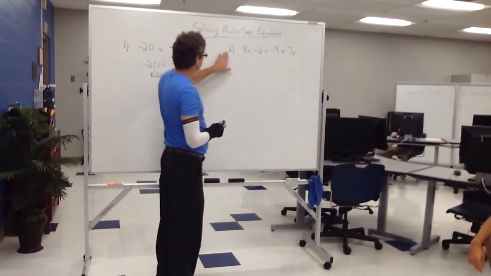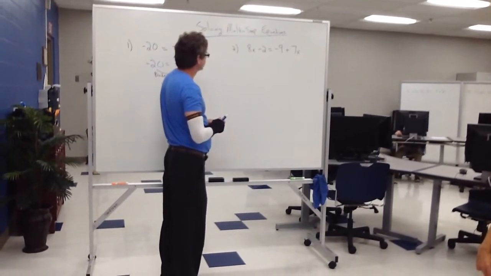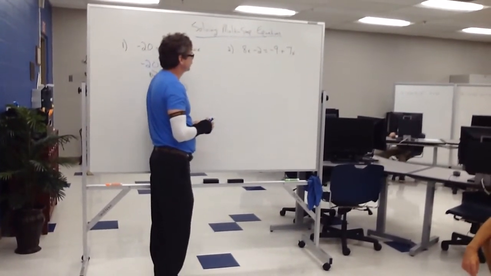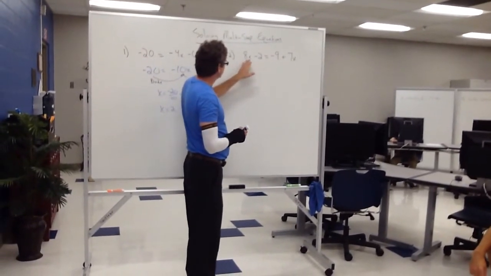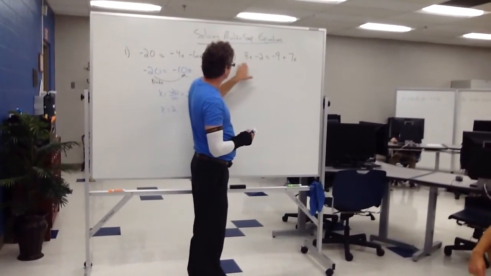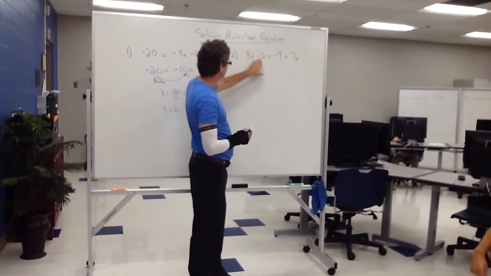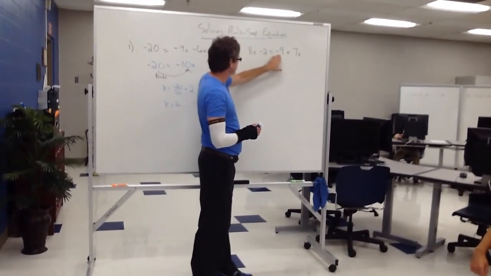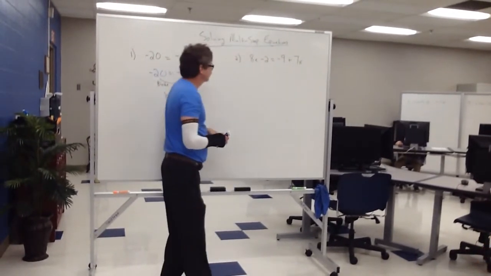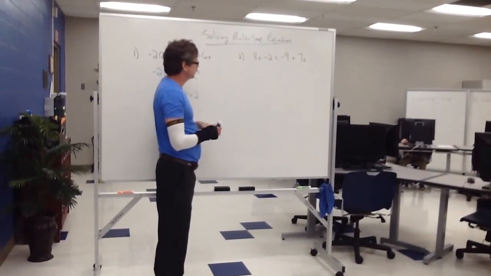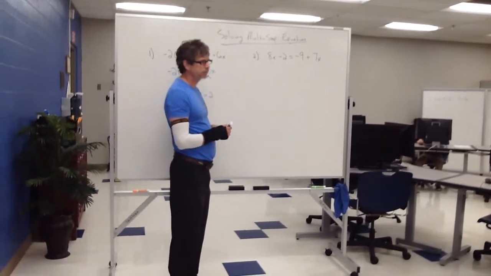Let's move over to this example. 8x minus 2 equals negative 9 plus 7x. Again, our first step is to simplify each side, but if you notice, I can't really combine x's to negative 2's, nor can I combine a negative 9 to a 7x. Those are already simplified. So my next move is to get the x on the same side of the equation.